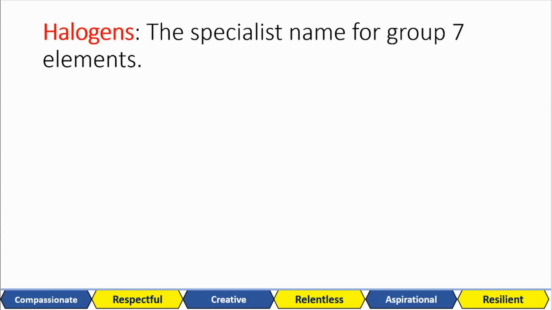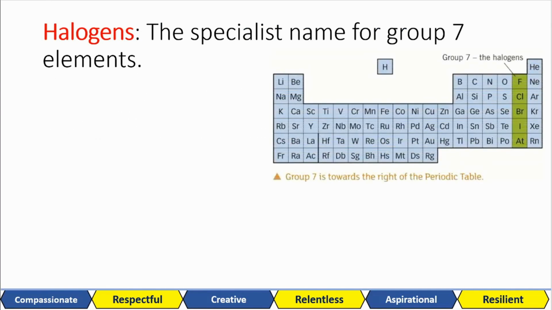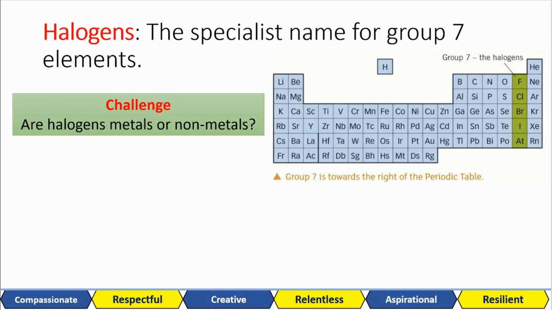We call Group 7 elements halogens. They are the second to last column on the right hand side of the periodic table. Based on their position, decide if you think halogens are metals or non-metals. Of course they are non-metals.